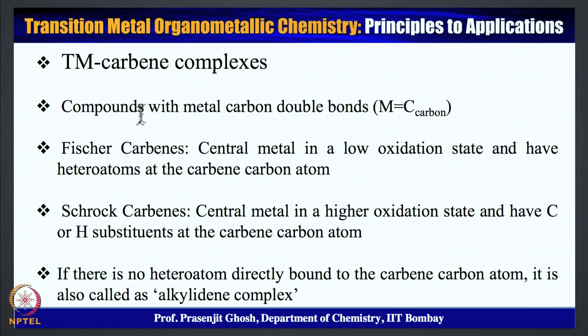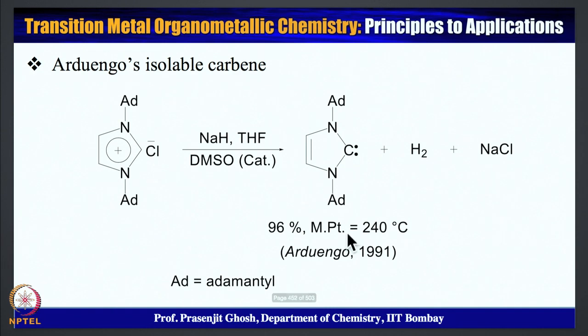Then we moved on to another important aspect, which is transition metal carbene complexes, which have a metal carbon double bond. In this regard, we have covered Fischer carbene as well as Schrock carbene, and then we have looked into Arduengo carbene, whereby a free carbene species was isolated, stabilized and structurally characterized.